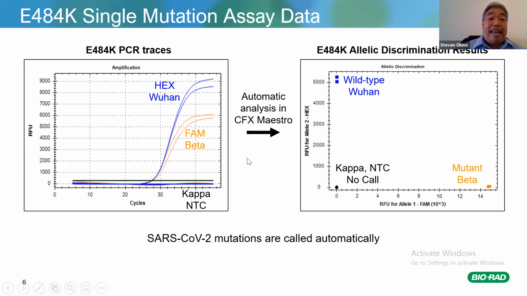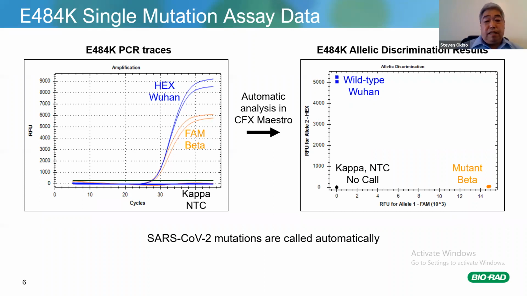You could do an auto analysis in some software that Bio-Rad developed. It'll take this type of chart and, using allelic discrimination results, automatically call what the mutation is. So here it's automatically calling the wild type virus, the wild type virus is Wuhan, and it also correctly called the mutant beta virus, and it correctly called the kappa as a no call. So this allows you to make the mutation calls and make sure that they're correct. So this is what a mutation assay does.